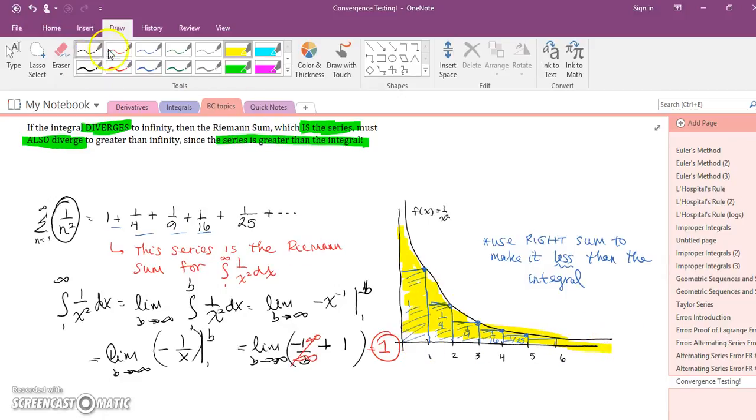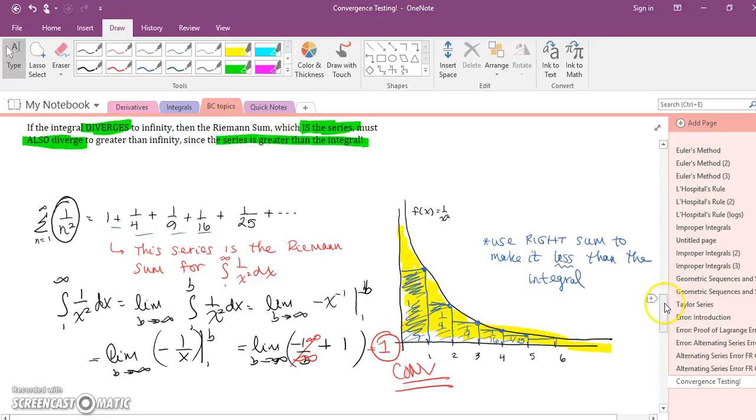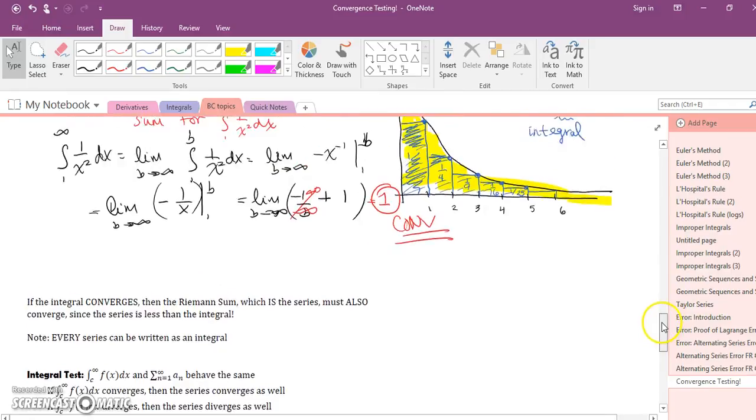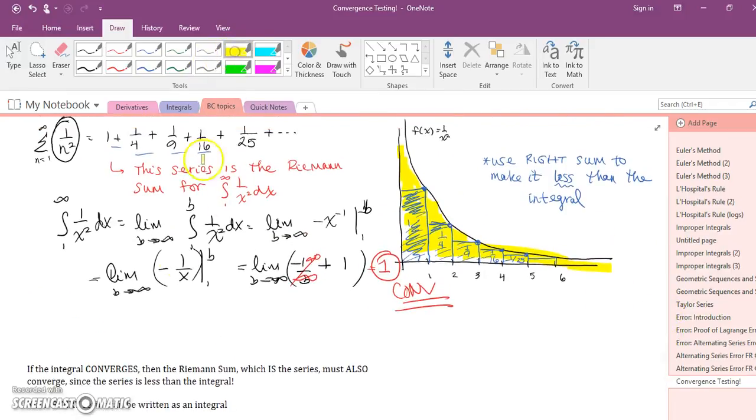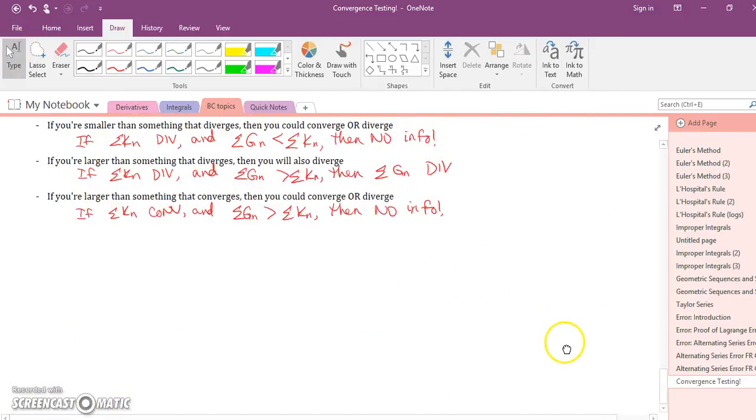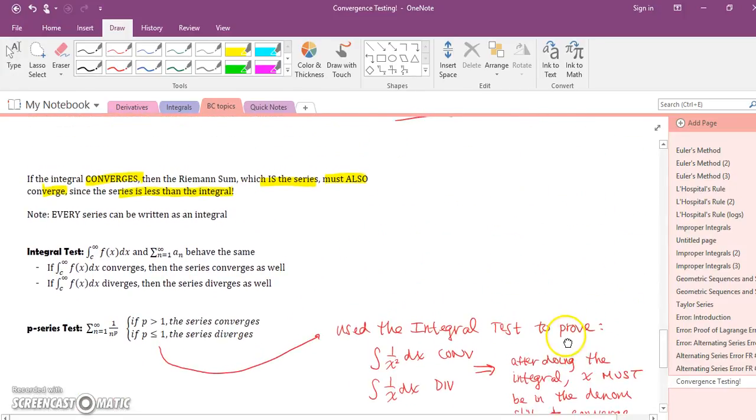So our integral converges. That means our series, which is the area of all these, must also converge because it's less than the area, which converges. So make sure you have all that down, pause if needed, and go right here. So if the integral converges, then the Riemann sum, which is the series, must also converge, since the series is less than the integral. Keep in mind here that every series can be written as an integral, which is why the integral test even works.